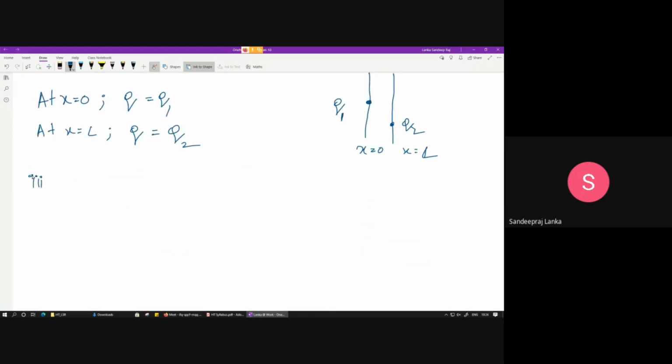And the third one is mixed boundary condition, or convection boundary condition, or Robin boundary condition.